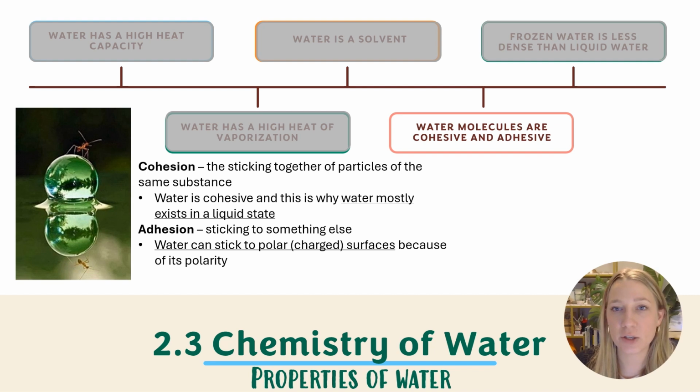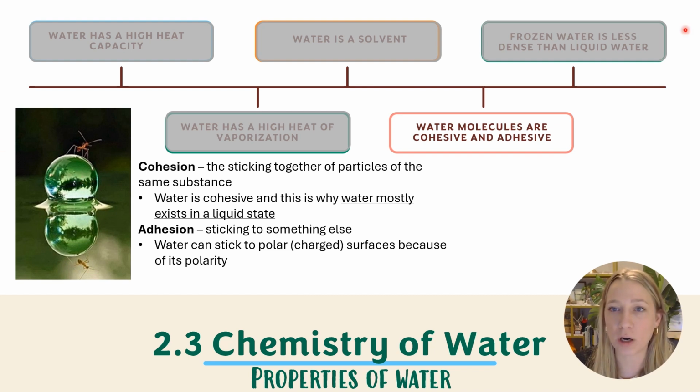Water's ability to stick to itself is known as cohesion, and its ability to stick to other substances is known as adhesion. Cohesion and adhesion are another property that support life. Cohesion is due to hydrogen bonding, where water molecules are attracted to each other. This property gives water a high surface tension, which allows small organisms like insects to walk on water, as depicted here. And it also plays a crucial role in creating the spherical shape of water droplets.